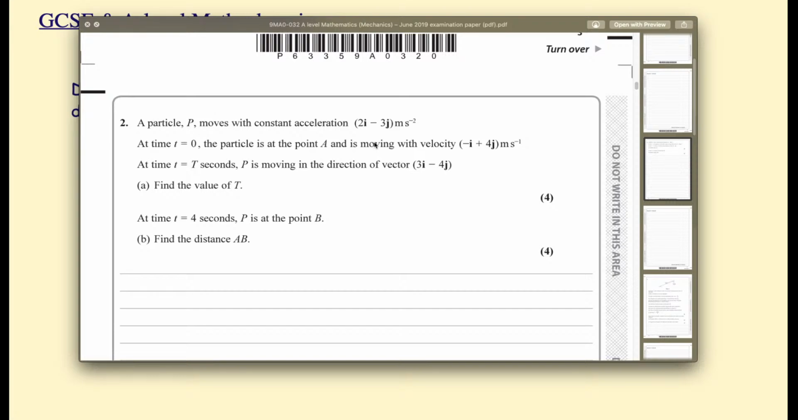So that's if you're given an acceleration vector, and then this question is saying at time t equals 0 the particle is at point A and is moving with velocity negative i plus 4j. So that is a velocity vector. It's not accelerating at all. It just has a constant velocity. So that is kind of an introduction to the ideas of vectors.